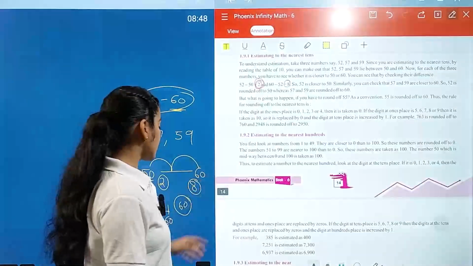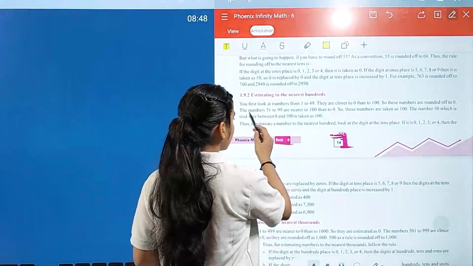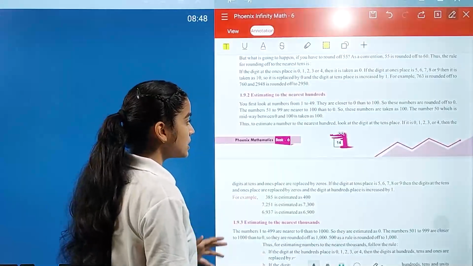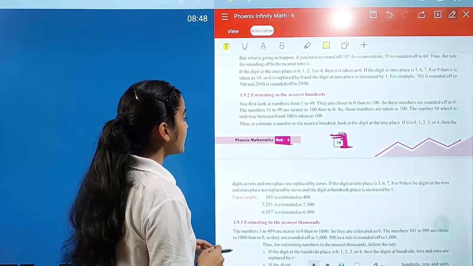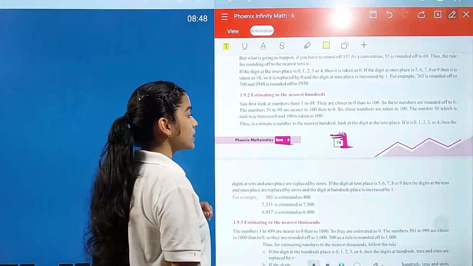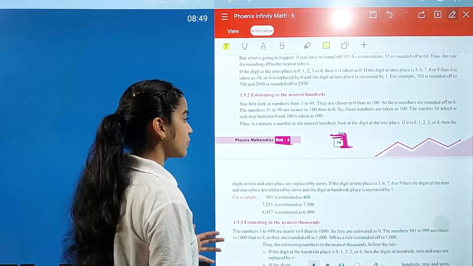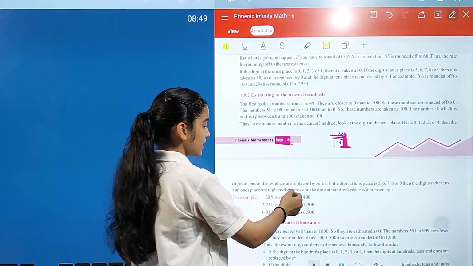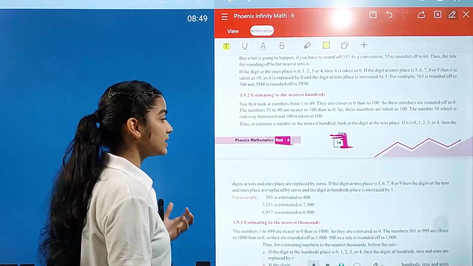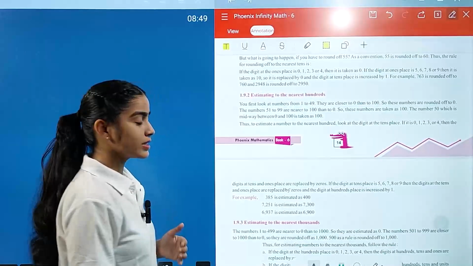Now, estimating to the nearest 100, the same rules are followed here. The numbers 51 to 99 are nearer to 100 than to 0, so these numbers are taken as 100. The number 50 is midway between 0 and 100 and is taken as 100. Thus, to estimate a number to the nearest 100, look at the digit at the tens place. If it is 0, 1, 2, 3 or 4, then the digits at tens and ones places are replaced by 0. If the digit at the tens place is 5, 6, 7, 8, 9, then the digits at the tens and ones places are replaced by zeros, and the digit at the hundreds place is increased by 1.